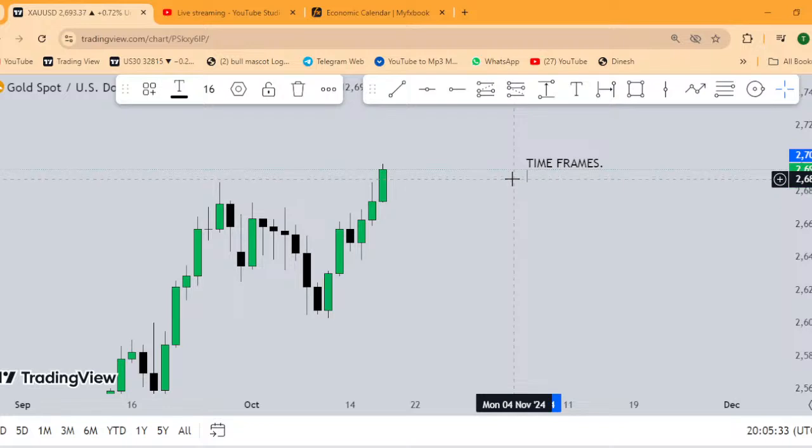Particularly with ICT, we'll be looking at the PD arrays, then liquidity. Then after that, we can talk about the entry. Now, this PD array and liquidity, of course, match together with entry, but here we shall also look at something like structure.